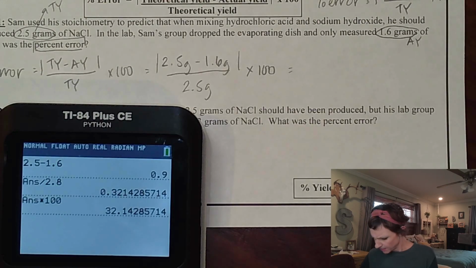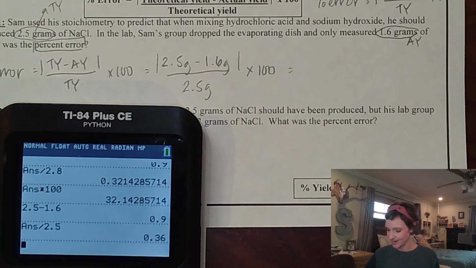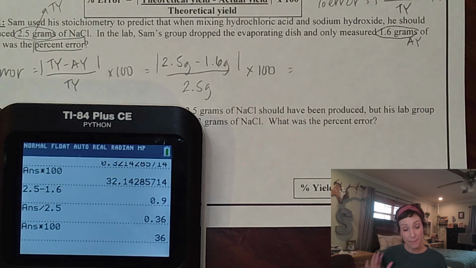Wait, I think I did something wrong. I did 2.8. Oh my goodness. Okay, let's start over again. 2.5 minus the actual value of 1.6 divided by 2.5. There we go. Times 100. Okay, amazing. So this is my percent error.